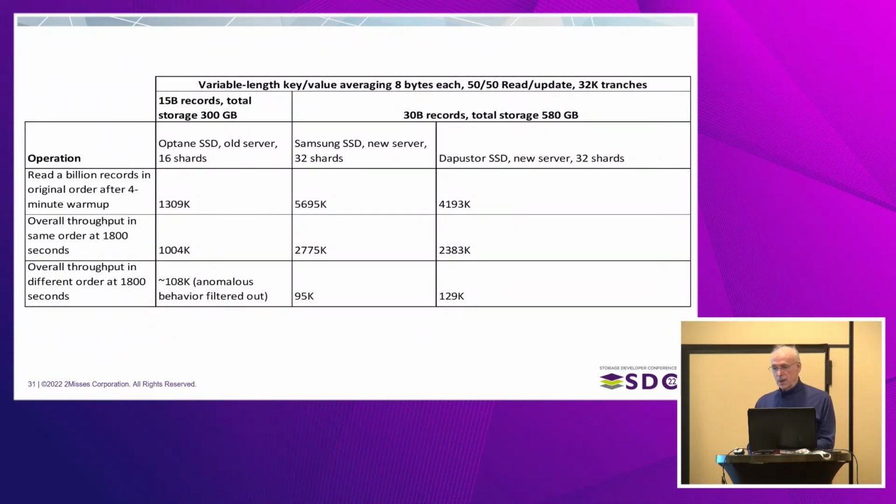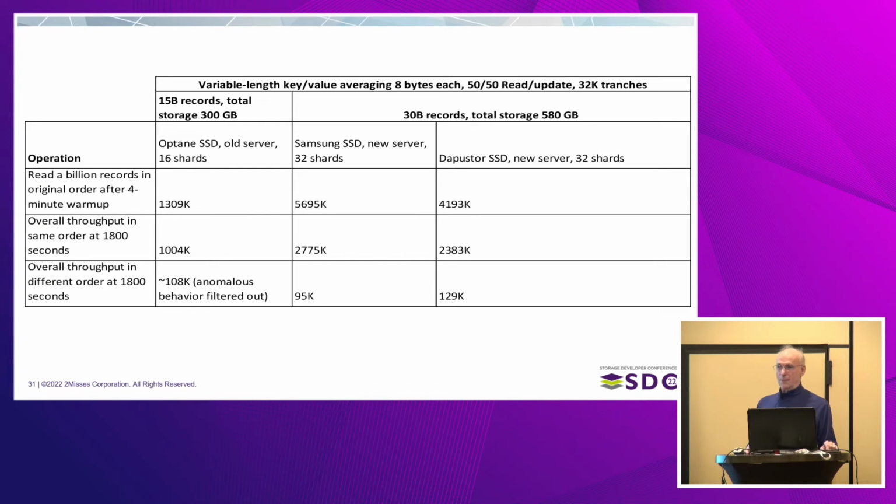Now here's read and update. The first one was 100% read. Read and update, I do not recommend running this for a long time with the Samsung SSD, or you're going to need a new SSD because it doesn't have the endurance. The DAPUStore, they say you can do 100 drive writes a day, so I'm not too worried about that. Now here we're getting 1300 for the Optane in a row, 1300 versus 1700K, and 1000 versus 1300, whatever it was before. There was something wrong with the overall throughput in different order in the Optane test.